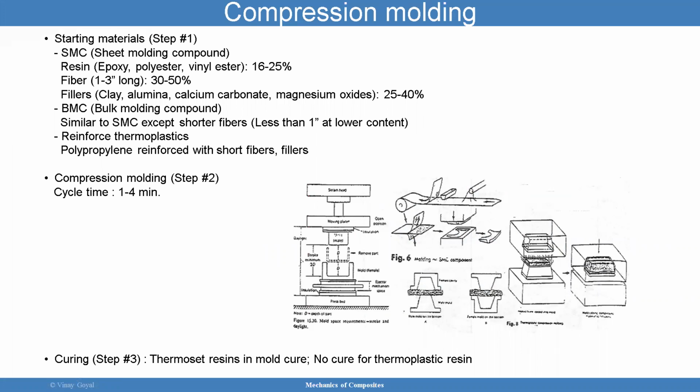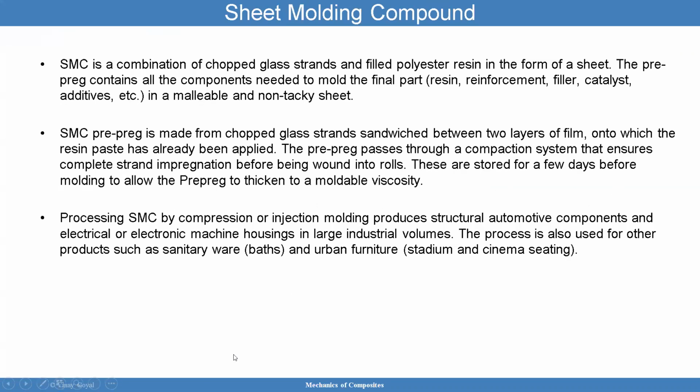Compression molding also requires similar materials to what we discussed before. The compression molding cycle time can be 1 to 4 minutes. I do want to remind people that you have your materials as your step one. Step two is compression molding. Step three is thermoset resins in mold cure, no cure for thermoplastic resin. So here's where you start curing things.